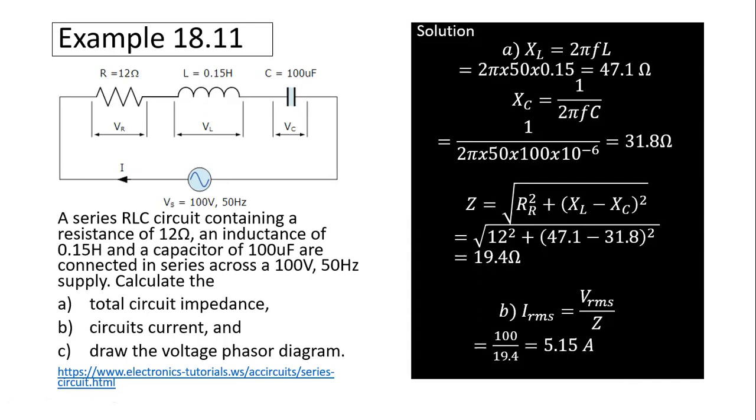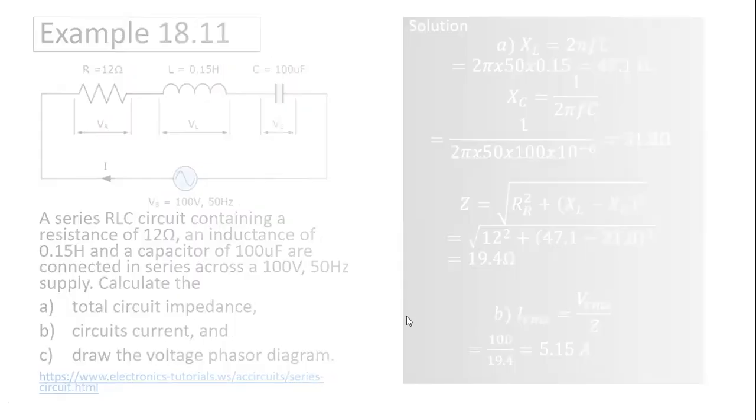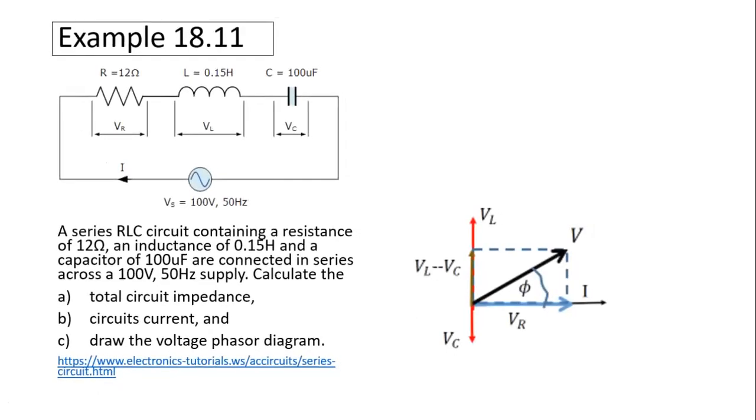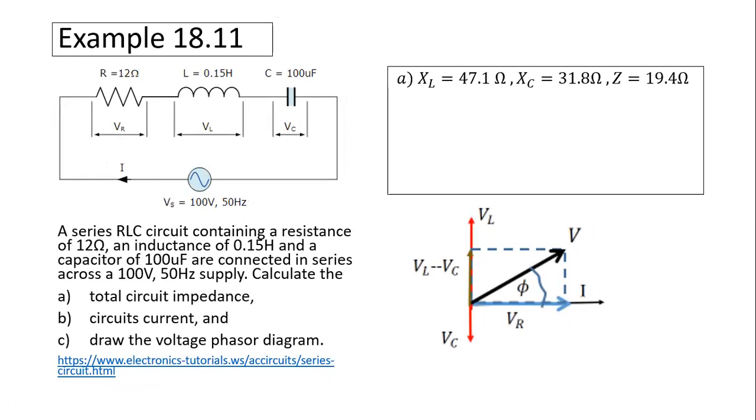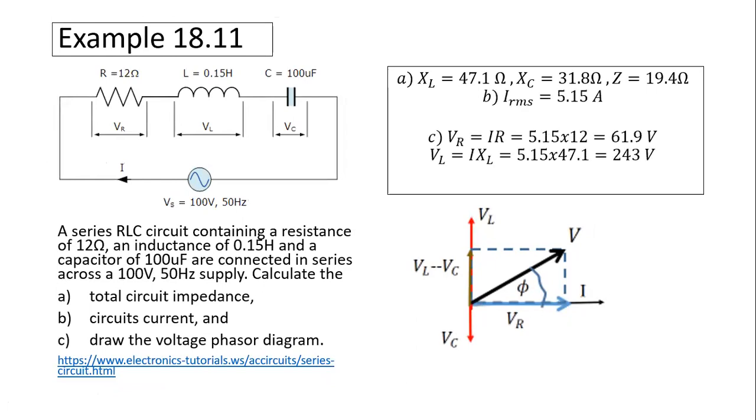No, okay. Draw the voltage phasor diagram. That's a voltage phasor diagram. You should be able to calculate the values out. VR is I times R. R is your value there. Now multiply out.